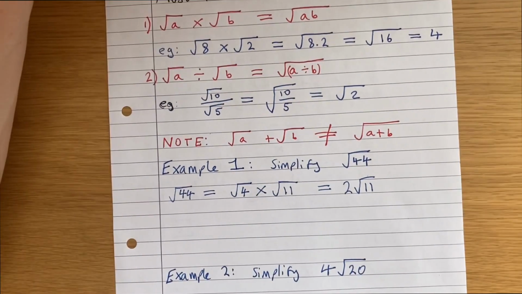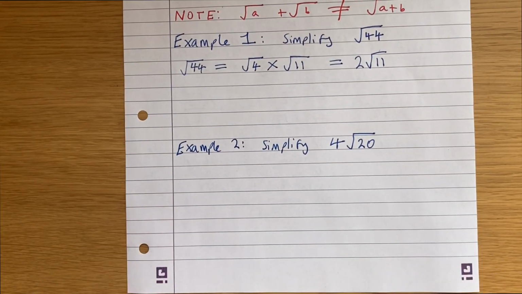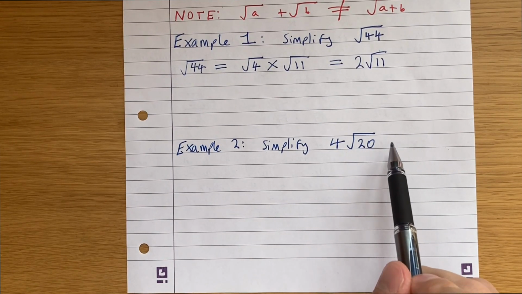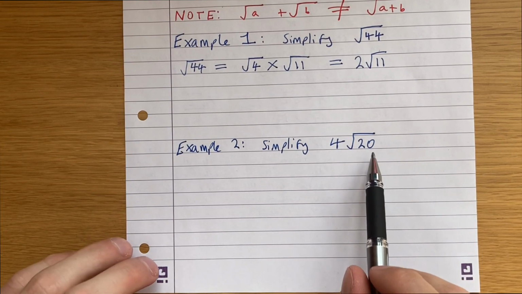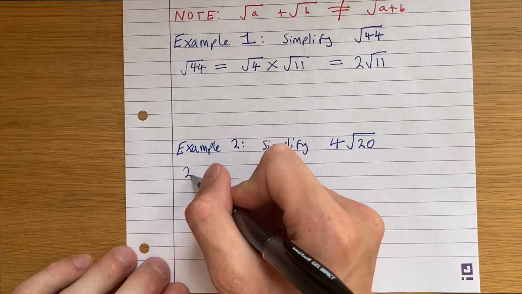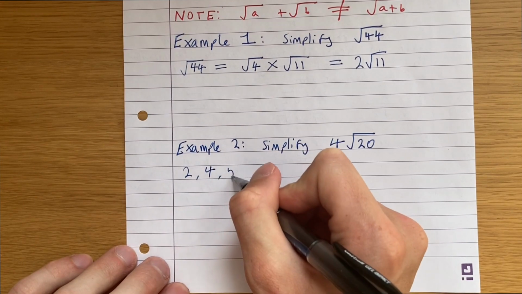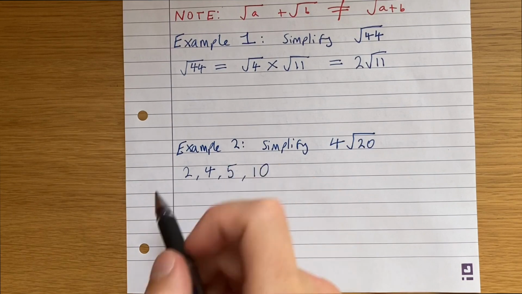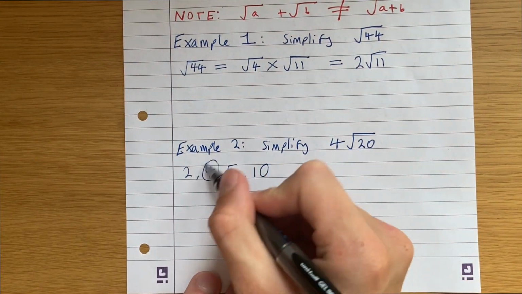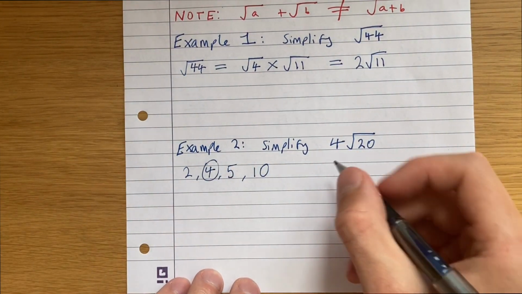Let's do another example. We're now asked to simplify 4 times root 20. Well, again, we do the exact same thing here. Are there any factors of 20 which are square numbers? If you want to be really thorough, you can write out all the factors of 20. So you can say 2, 4, 5, 10 are our factors of 20. And are any of these square numbers? Yes, the 4, again, is a square number.